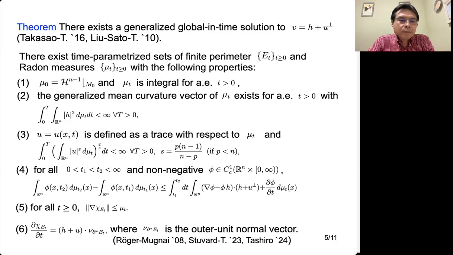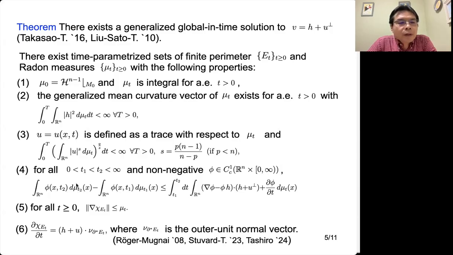Now, a bit more: this number 4, again without going too far, does tell you that the motion law is satisfied. This requires some more explanation, but by the way, phi is a non-negative test function, so phi is any function that is non-negative with compact support. This number 4 is really telling you how the surface energy, the surface measure, changes in time.